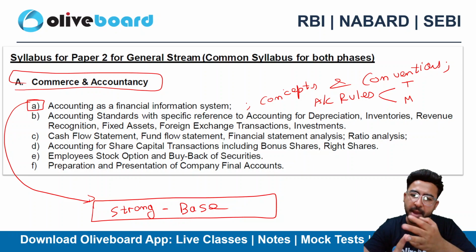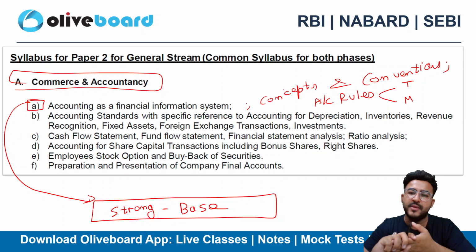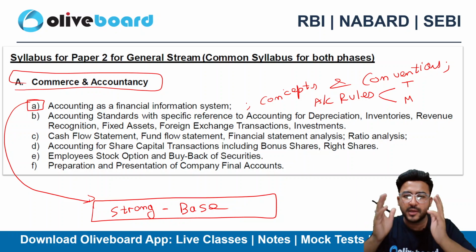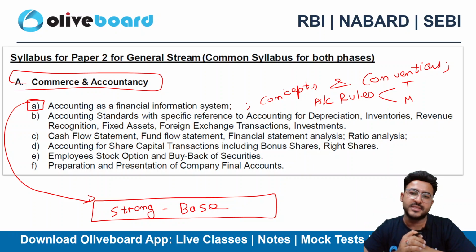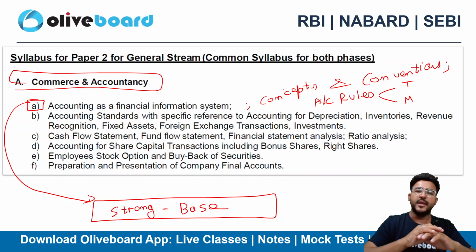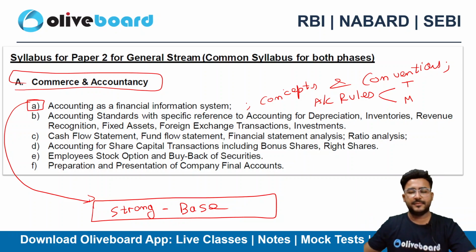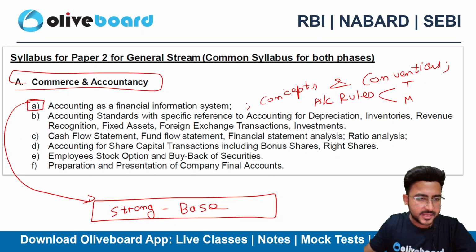commerce and accountancy, finance and economics. अगर ये तीन आपके strong zone में है, so definitely it gives you a good perspective of the business, of the economics, of the economy as a whole, right? So build a strong base.